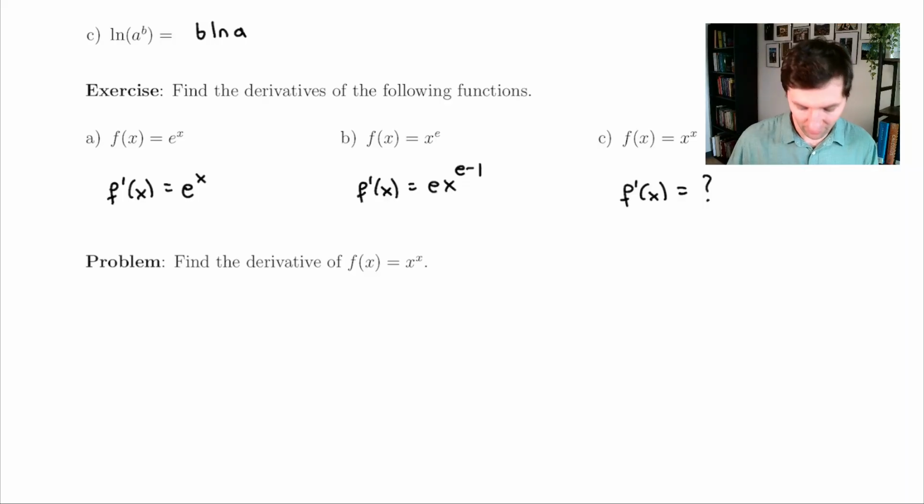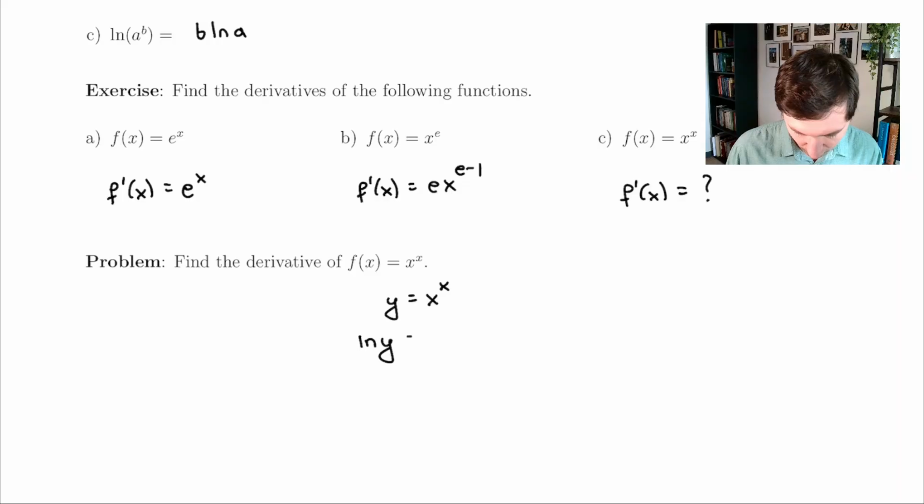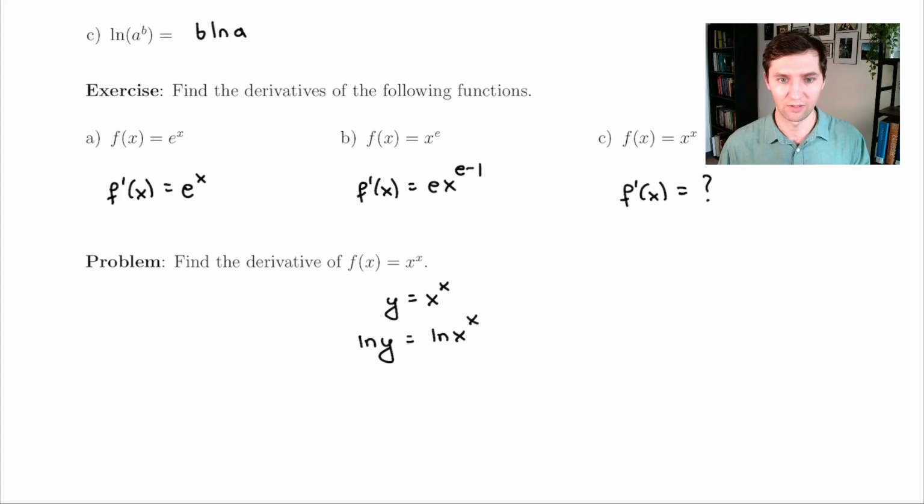The first step is to name your function by the letter y. Then, take natural logs on both sides. ln of y will equal ln of x to the power of x. Keep in mind that your goal is to find the derivative of x to the power of x, which is the same thing as finding the derivative of y. So your goal is to find dy dx.